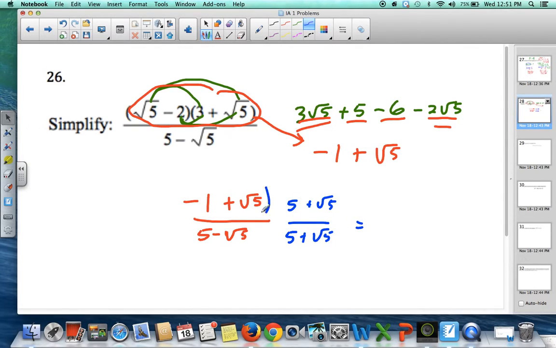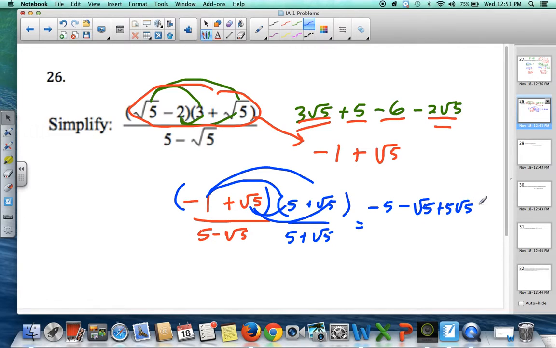And so now the top, when I do FOIL for the top, negative 1 times 5 is negative 5. And then I go here, it's going to be minus the square root of 5. And then these two is going to be plus 5 times the square root of 5. And then the last two, square root of 5 times square root of 5 is 5, plus 5. That's the top of my fraction.